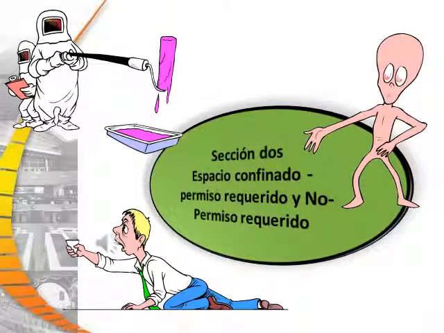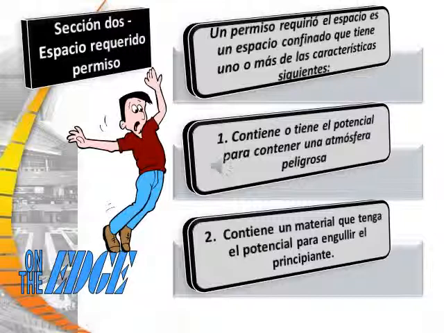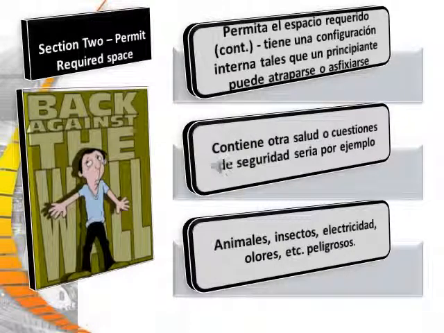Section 2, Confined Space Permits and Non-Permit Areas. A permit required space is a confined space which has one or more of the following characteristics. It contains or has the potential of hazardous atmosphere. It contains a material that has the potential for engulfing the entrant. A permit required space has internal configurations such that an entrant can become trapped or asphyxiated. It contains serious health or other safety issues such as dangerous animals or insects, electricity, odors, etc.